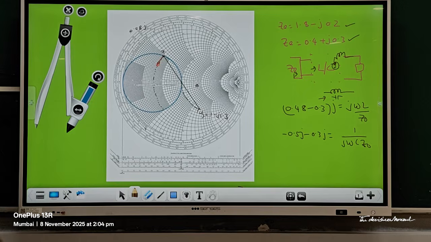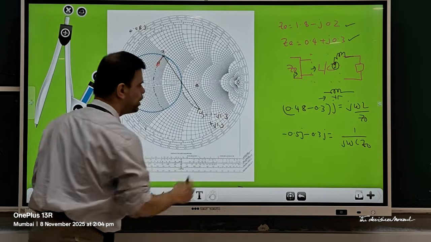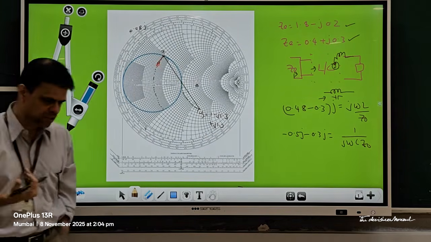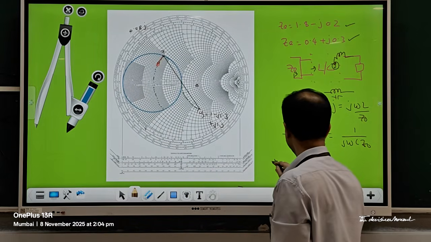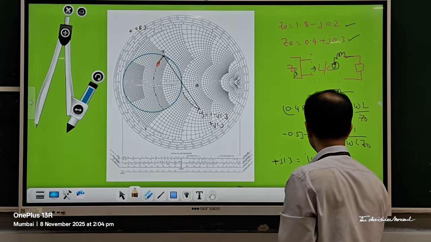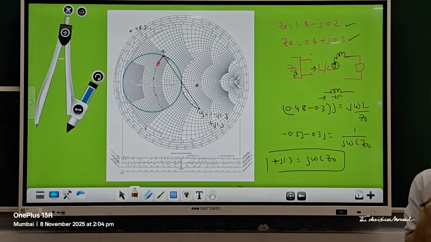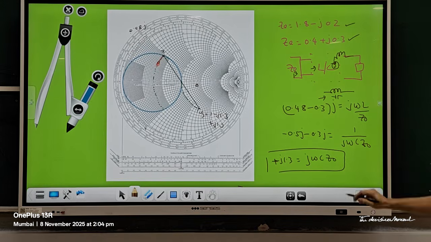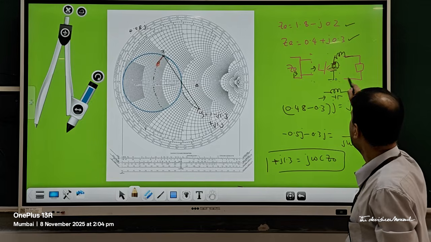What you need to do is go to the center. So you need to add a susceptance of 1.3 J. A susceptance of 1.3 J, positive, means a capacitor in parallel. Susceptance positive means capacitor, susceptance negative means inductor. That one should know. So positive susceptance you need to add, so I need to add a parallel capacitor over here.